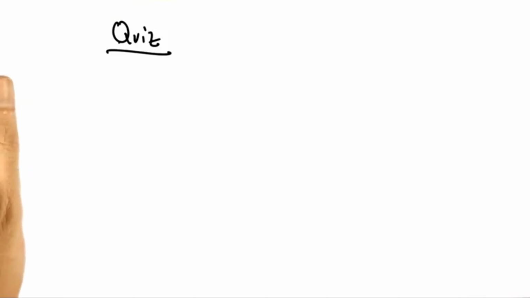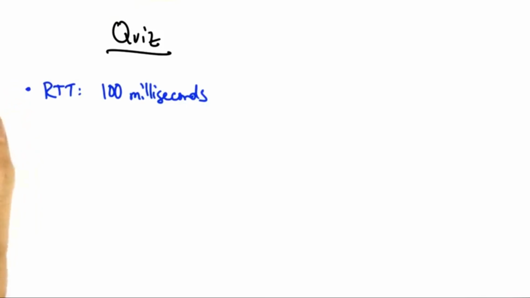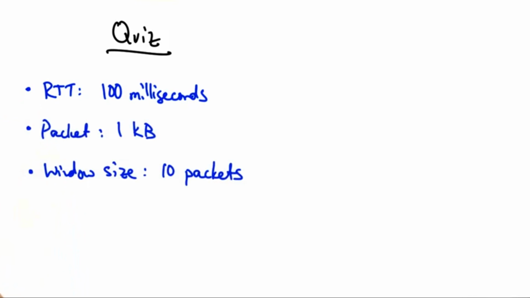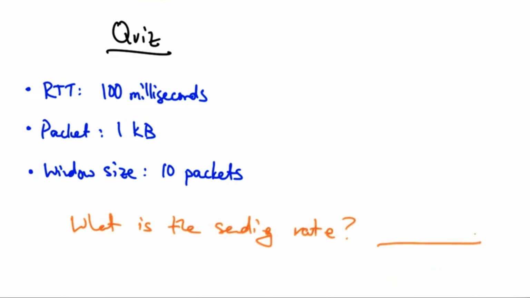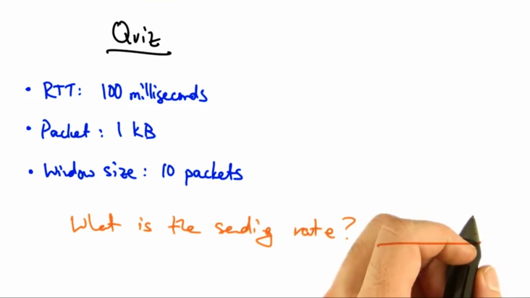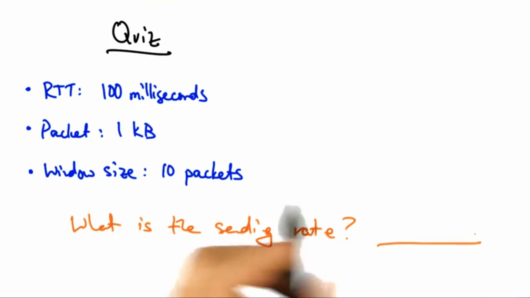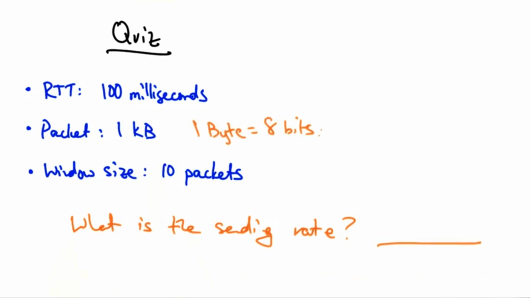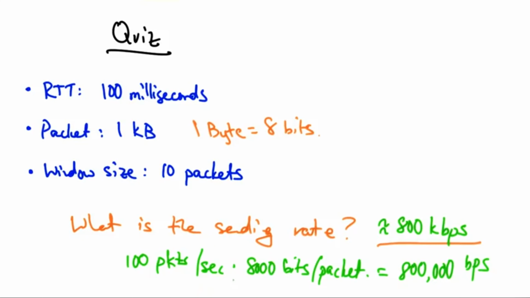Let's have a quick quiz on window-based congestion control. Suppose the round-trip time between the sender and the receiver is 100 milliseconds. Each packet is 1 kilobyte, and the window size is 10 packets. What is the rate at which the sender is sending? Please put your answer here in terms of kilobits per second, keeping in mind that 1 byte is 8 bits. The sending rate of the sender is approximately 800 kilobits per second.